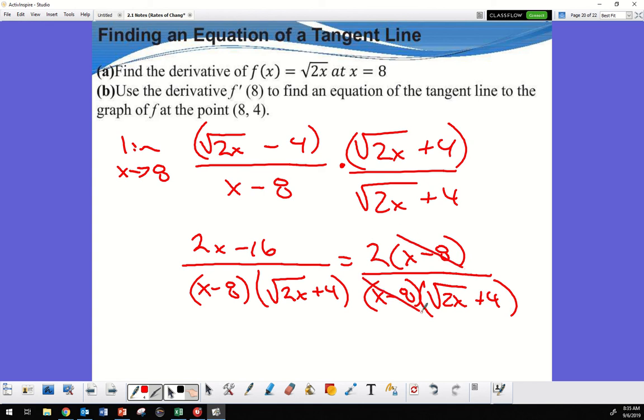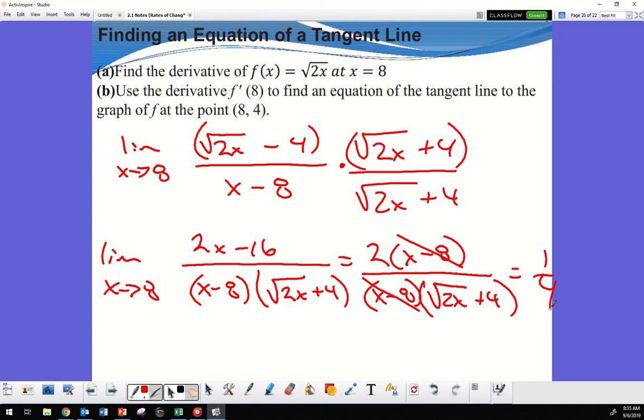So now we're taking the limit as x approaches 8. I'm going to end up with 2 over, 2 times 8 is 16, 4 plus 4 is 8, 2 over 8 is 1/4. So my slope is 1/4, right? Say yes. So the slope is 1/4. The derivative at a point is the slope.